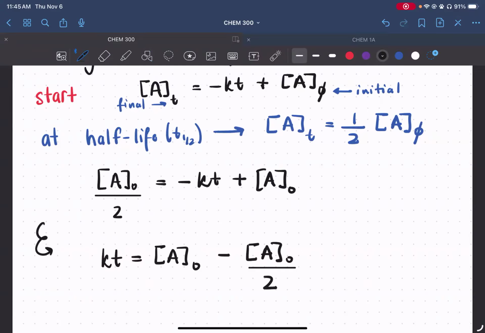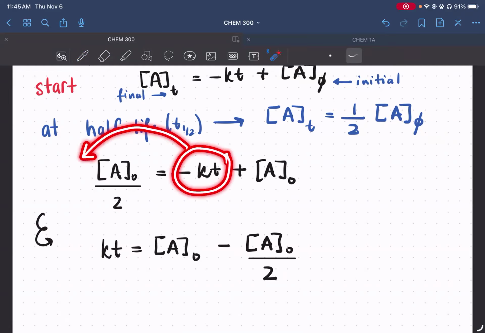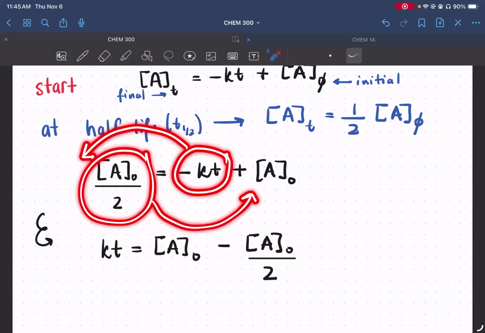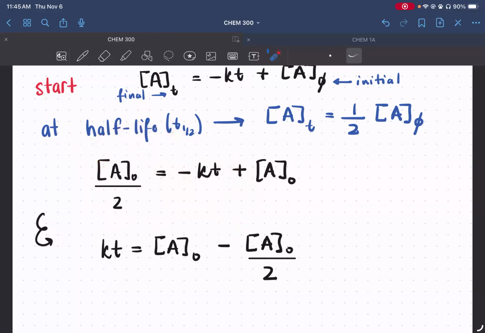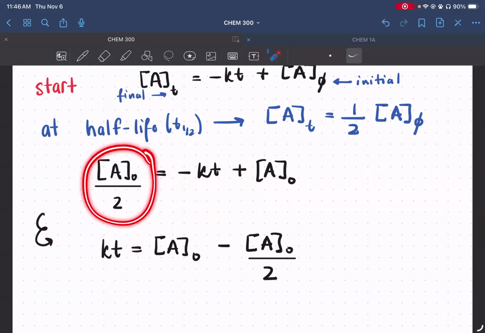Take a second to understand for yourself how I got to this point. I've rearranged the equation. What I've done is I've carried over the negative KT, and I've carried over the positive A naught over 2. That explains where they came from and why their symbols are what they are, aka once you carry over the negative KT, it becomes positive. Once you carry over the A naught over 2, it becomes negative.